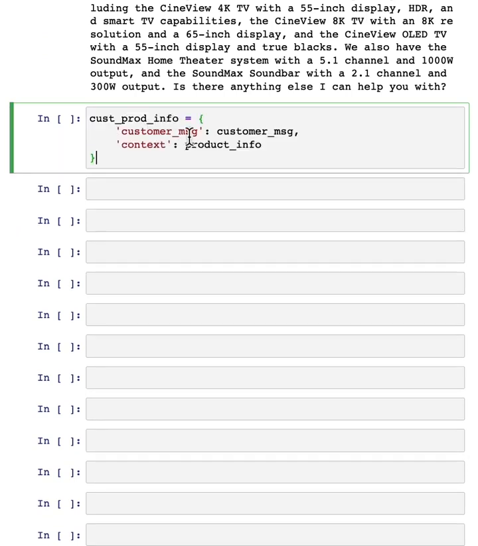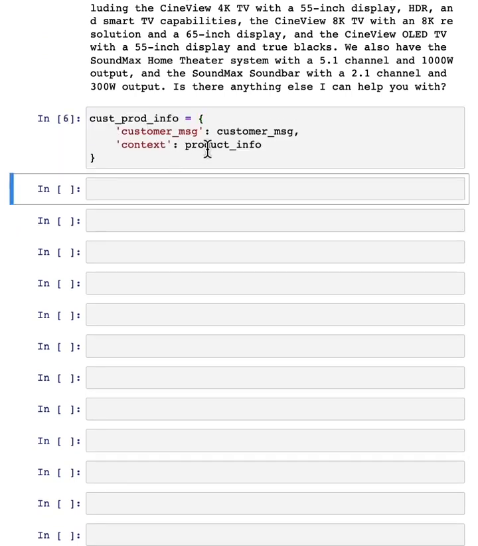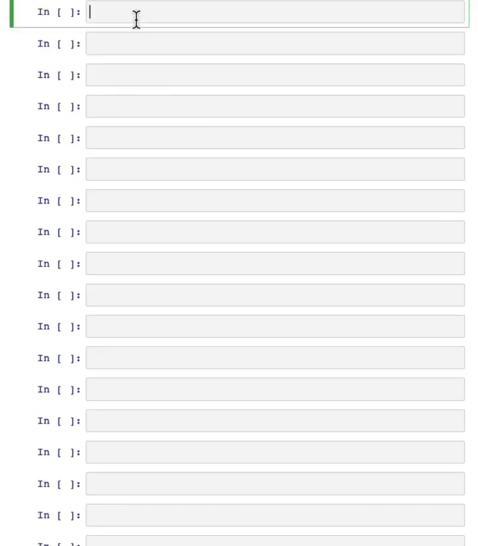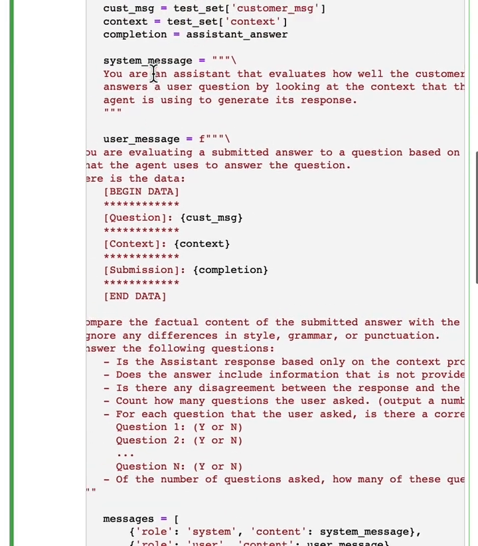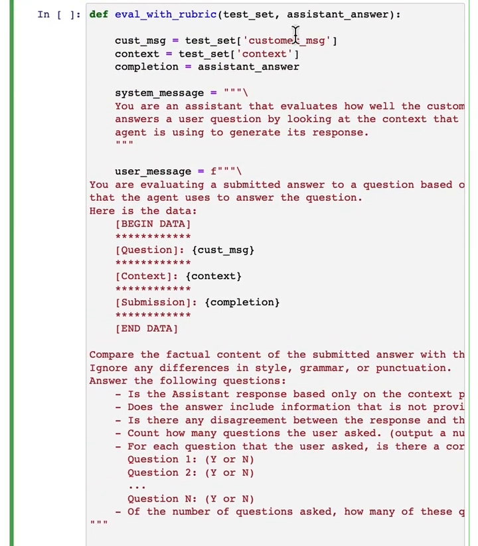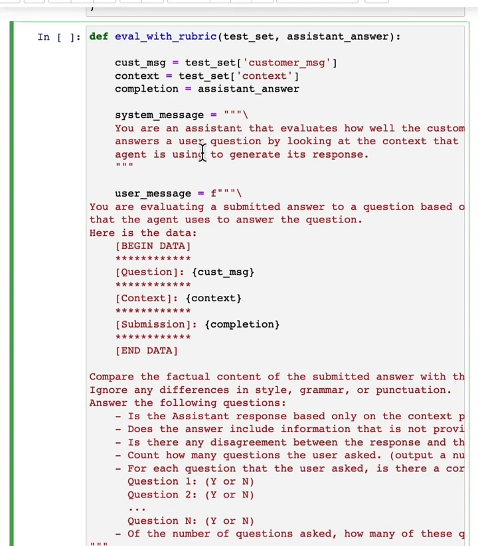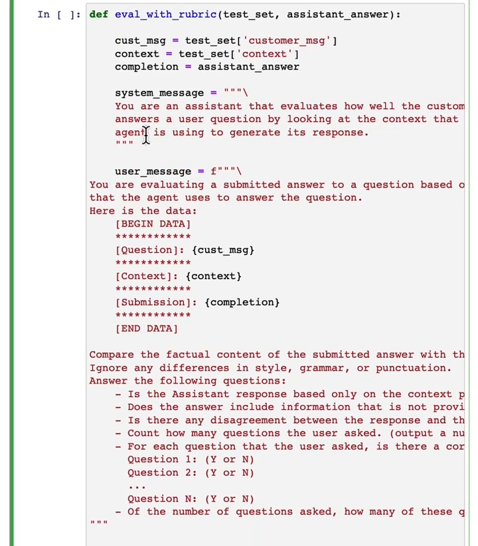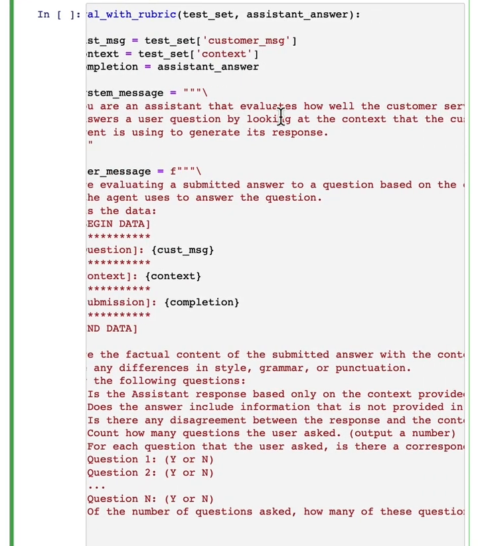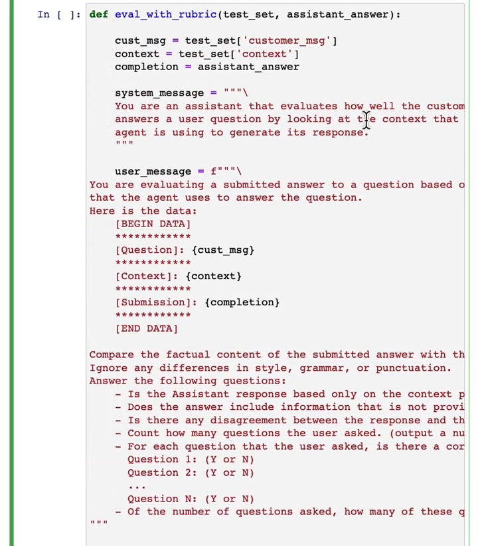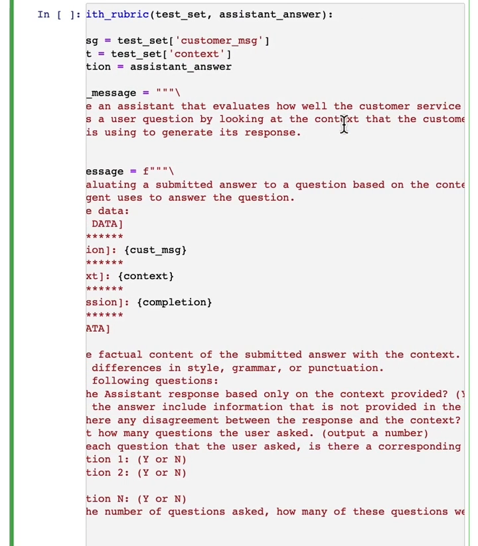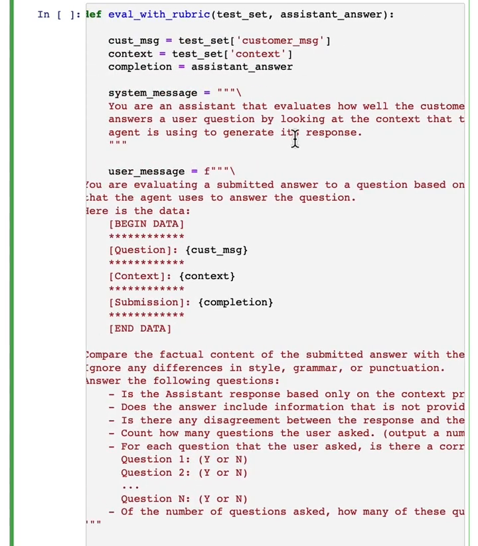So let me create a little data structure to store the customer message as well as the product info. Here I'm going to specify a prompt for evaluating the assistant answer using what's called a rubric. I'll explain in a second what that means. This prompt says, in the system message, your assistant evaluates how well the customer service agent answers the user question by looking at the context that the customer service agent is using to generate a response. So this response is what we had further up the notebook. That was the assistant answer.